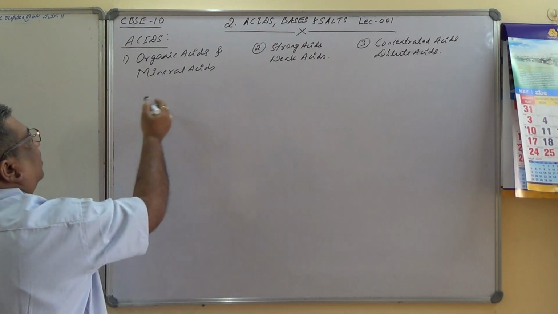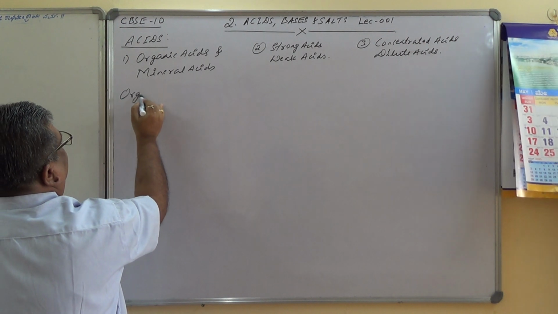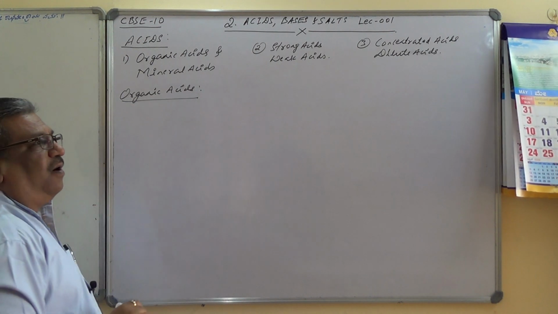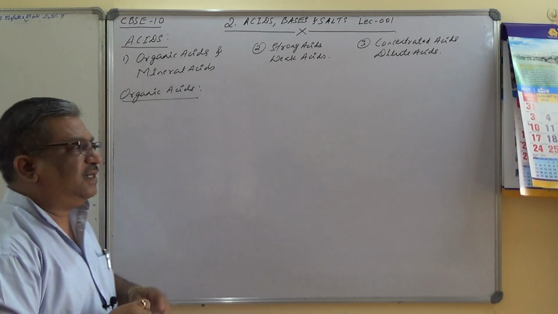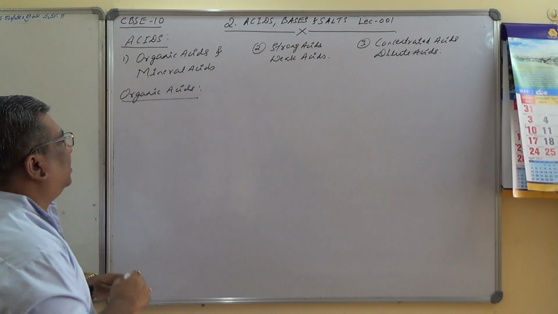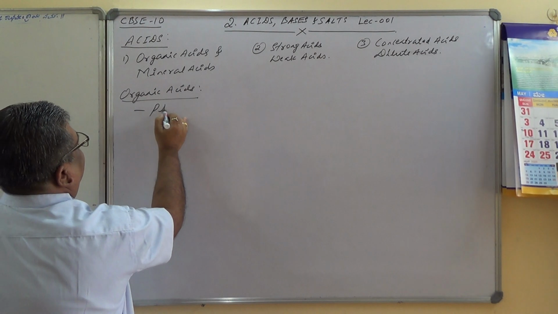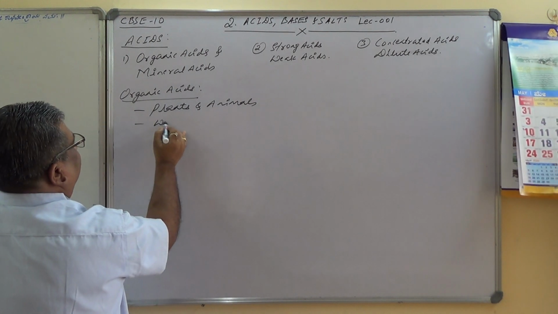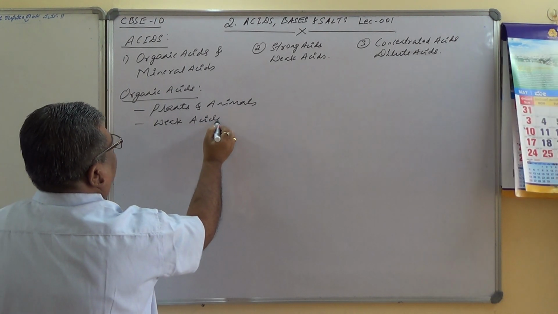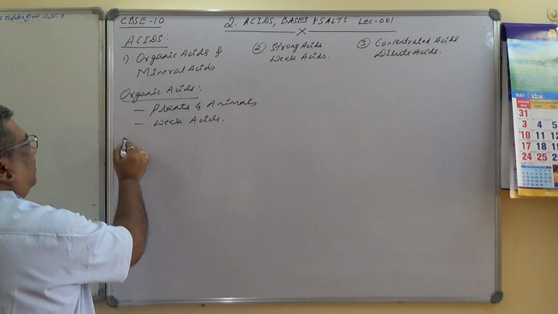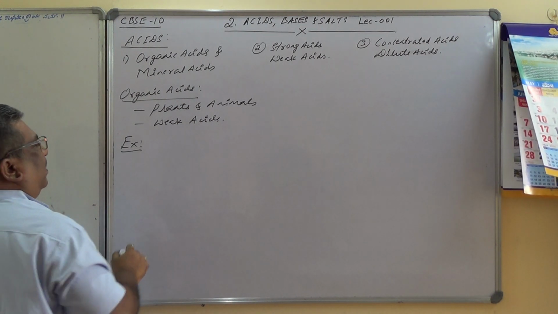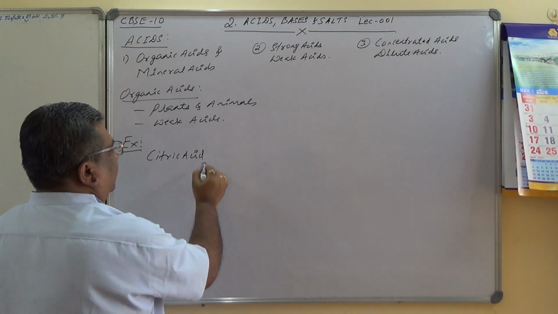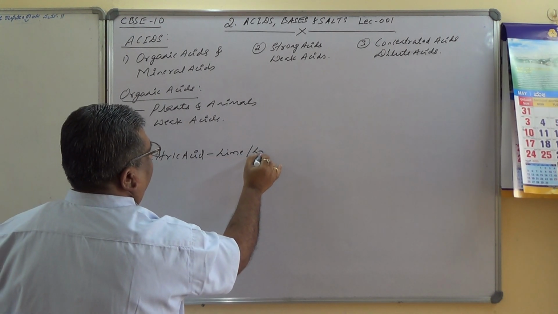In organic acids, what are these organic acids basically? These acids are derived from plants and animals, or these acids are naturally occurring in plants and animals. And these are weak acids, not strong, very weak acids. Some of the examples you can see here. Which are the examples for this one? Citric acid. Where do you find citric acid? In lime or lemon.